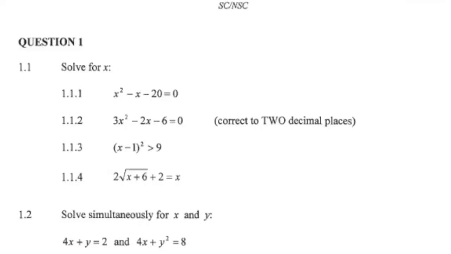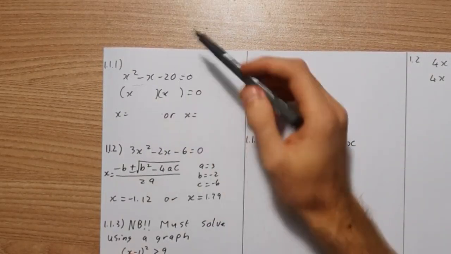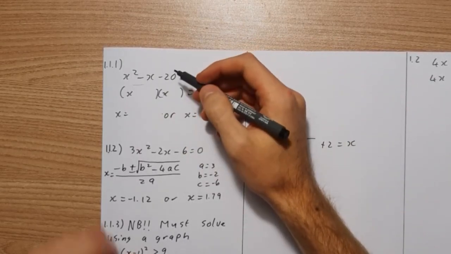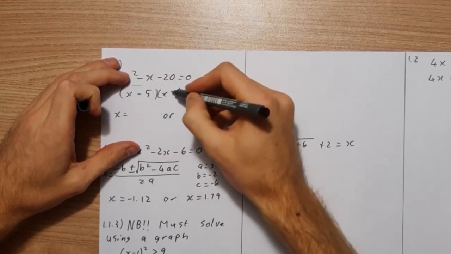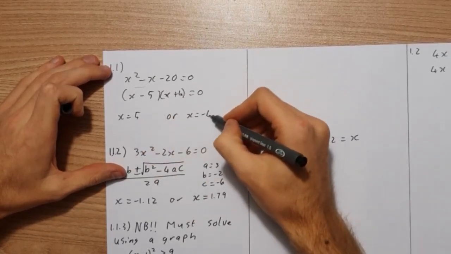Okay, looking at question 1.1.1 and 1.1.2, I'm not going to be spending too much time on it as it is basic grade 11 work. So I'm just going to quickly run over it. If we look at 1.1.1, we've just been given a polynomial which we have to factorize. So if we factorize this over here, we can see that we're going to get (x minus 5)(x plus 4). Okay, so therefore x equals 5 or x equals negative 4.